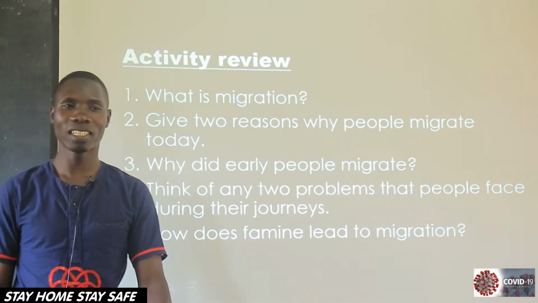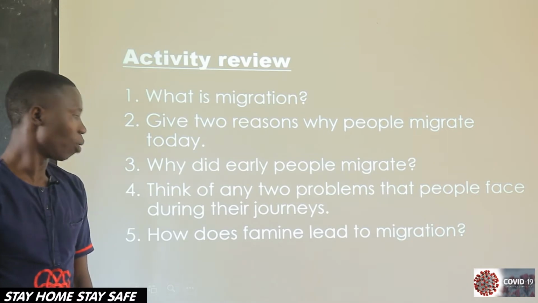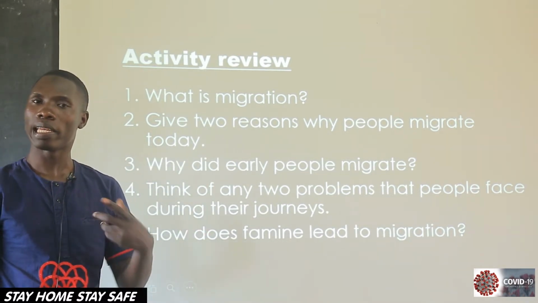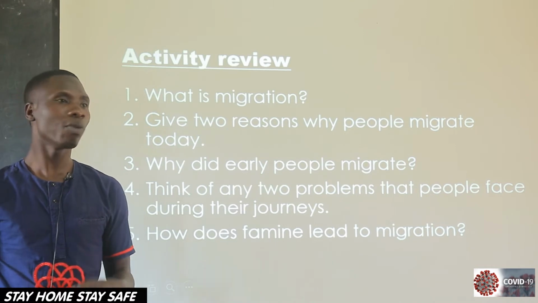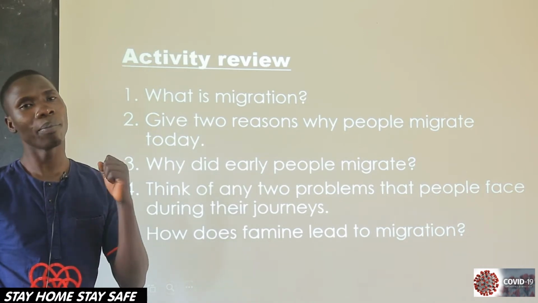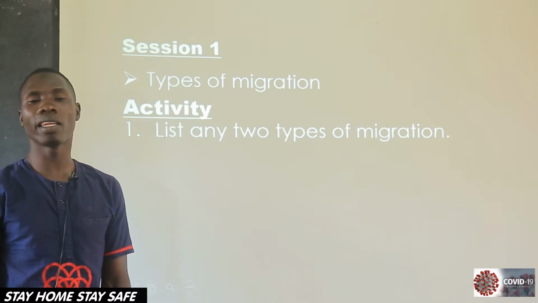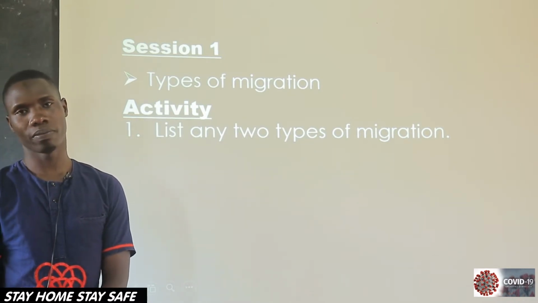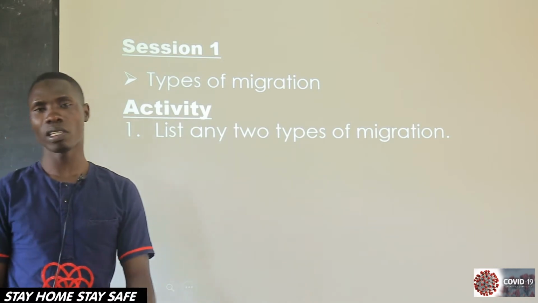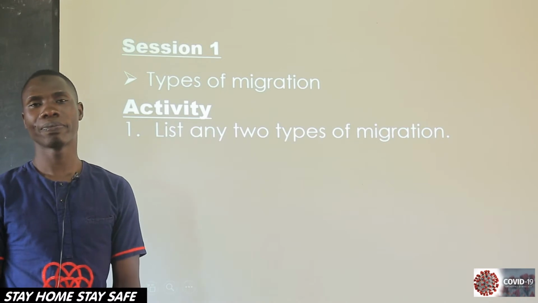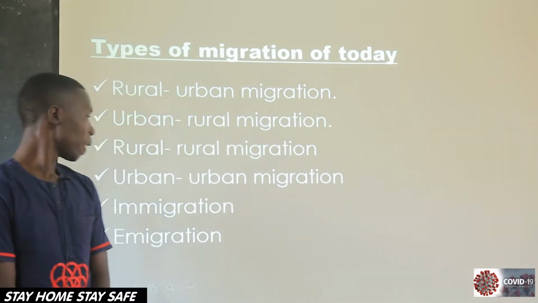Anyone who has passed everything, wow, you are the queen of SST, you are the king of SST, keep it up, okay? Now, we know what migration is, and a person who moves from one place to another is known as a migrant. So if you move from one place to another for settlement, you are a migrant. Now, in today's lesson, we shall look at the different types of migration. Here we have a question: list any 2 types of migration. What do you know about the types of migration?